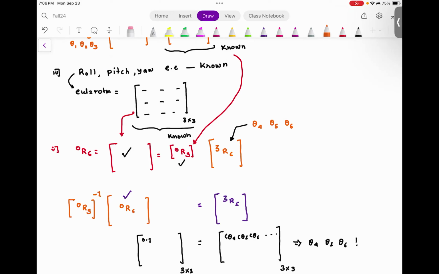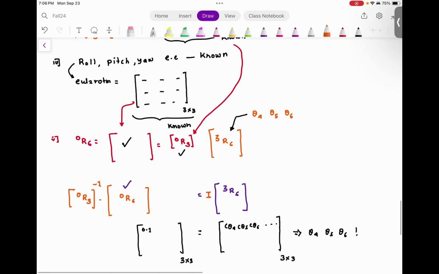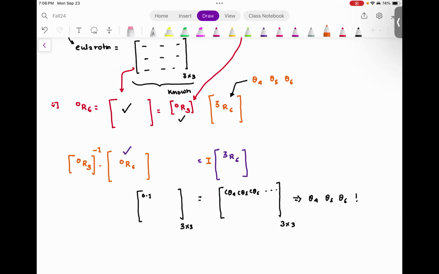Fine, invert. Yeah, only then will this become an identity matrix. I should not post-multiply, I need to pre-multiply. So please note, this is a mistake that I made. I need to invert that matrix, multiply with 0R6, and then finally do a term by term comparison and find theta 4, theta 5, theta 6.